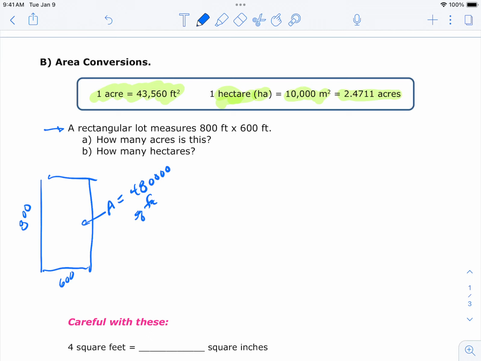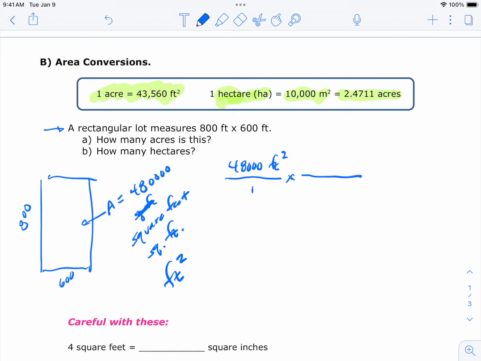Now you can say square feet like this. You can abbreviate the square to SQ and the feet to FT, or you can abbreviate it really nicely if you put an exponent on the foot. So however you say it, we got 48,000 square feet. Let me write that down. 48,000, I'm going to write it this way because it's shorter, square feet.